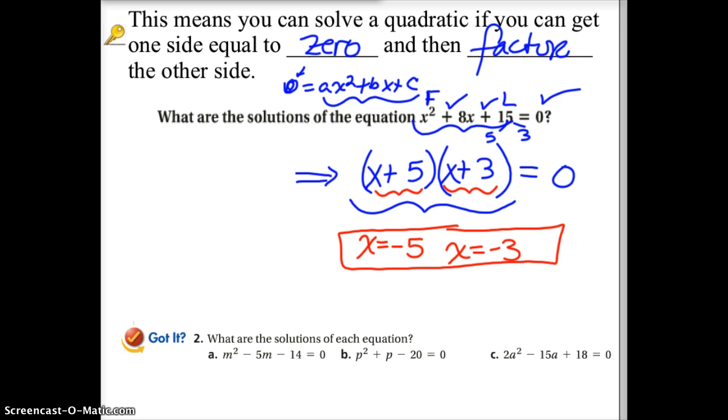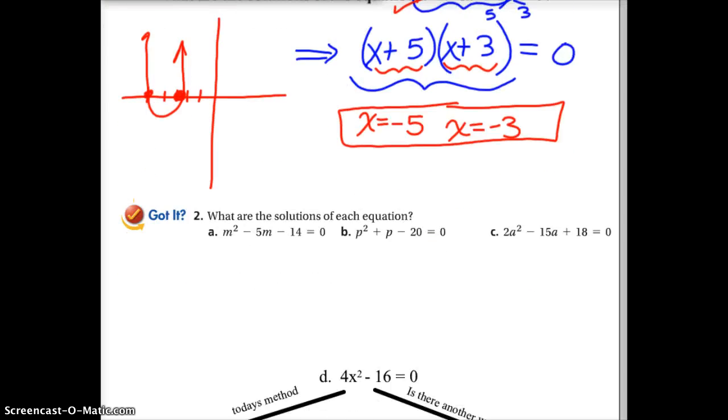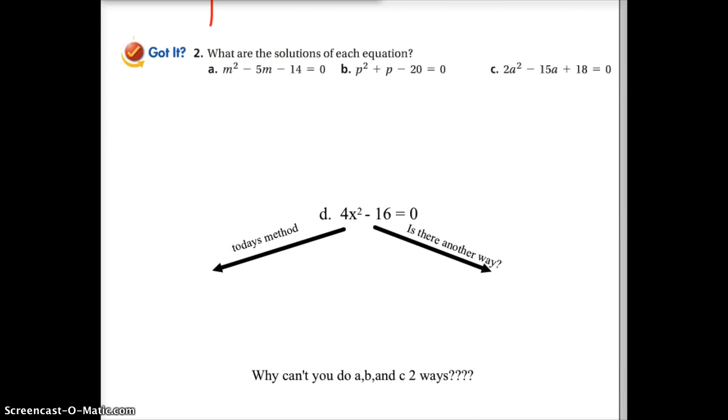Now furthermore, had I graphed this one, what I know is, first of all, I know it opens up because it leads in a 1. I know that it hits at negative 5 and negative 3. So it's going to come like that, roughly. All right, those are the x-intercepts, or the values that have a 0 out for y.